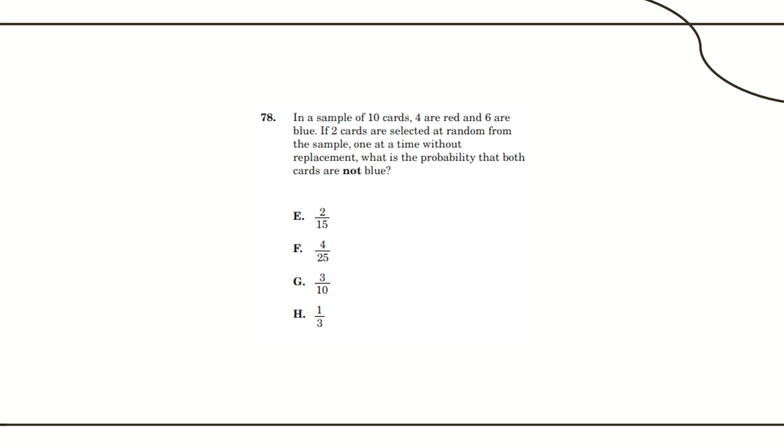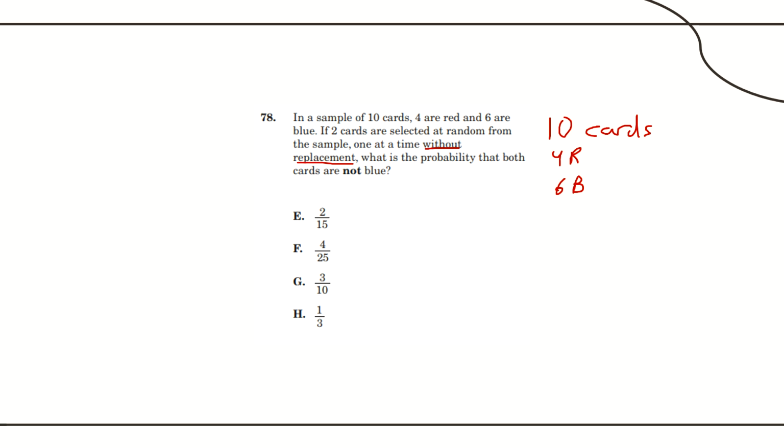On to the next question. In a sample of 10 cards, 4 are red and 6 are blue. If 2 cards are selected at random from the sample, one at a time, without replacement, which is very important, what is the probability that both cards are not blue? Well, we have 10 total cards. We have 4 red, 4R, let's say, and 6 blue, so 6B.